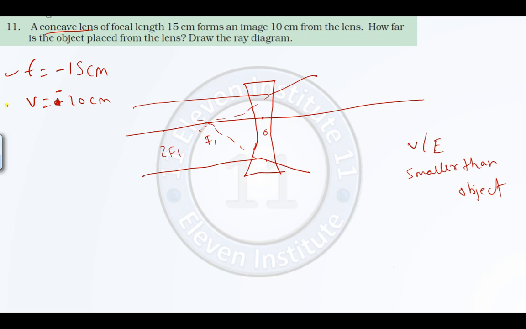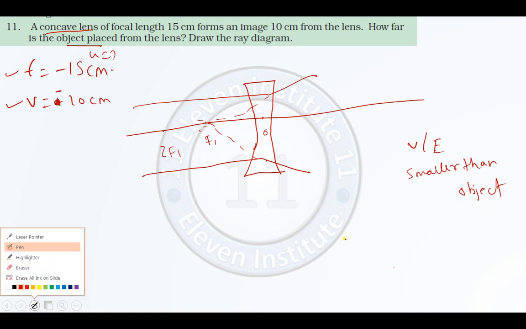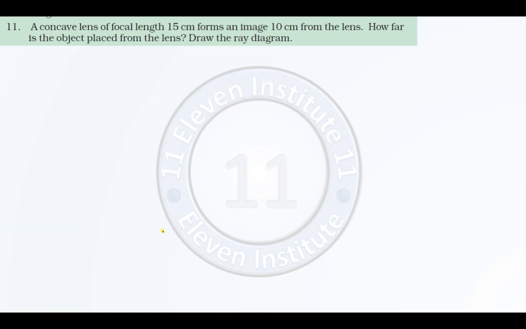Now you have f, you have v. So by the lens formula you can definitely find u. How far is the object placed? You have to find u over here. And then we have to draw the ray diagram simply. So this is a very easy question. You have to just apply the lens formula. But yet, easy as far as you have to apply the formula, but tough if you don't know how to apply the Cartesian sign convention. Game is over.